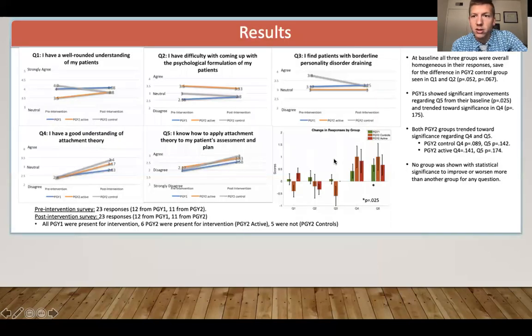These are the results of our study. As we noted, all the PGY1s were present. For intervention, 6 were present for the intervention, and that's the PGY2 active, and 5 were not, and that's the PGY2 controls. So in each of these, you'll see the 3 bars, blue being PGY1s, orange being the PGY2s that were active, and the gray being PGY2s that were controls.